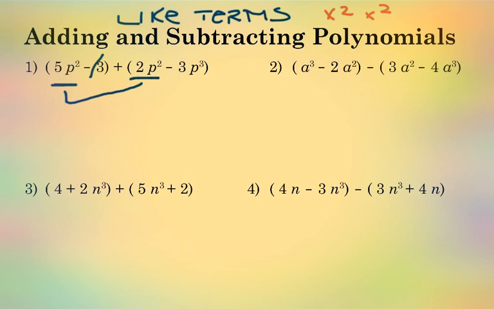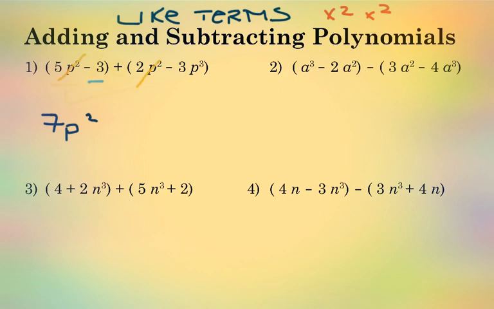And then remember, pay attention to the sign here. We are adding them. 5p squared plus 2p squared. 5 plus 2, 7. Keep your p squared. Okay. We've taken care of these two.